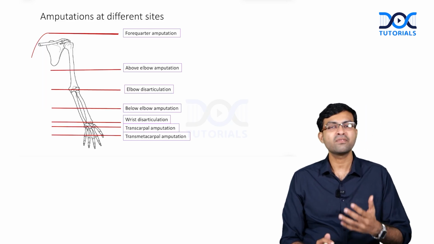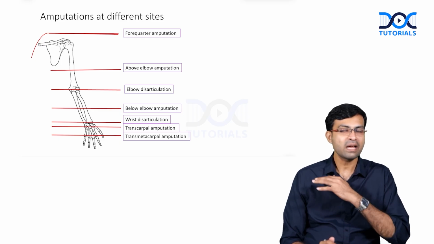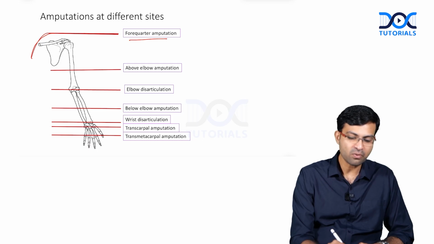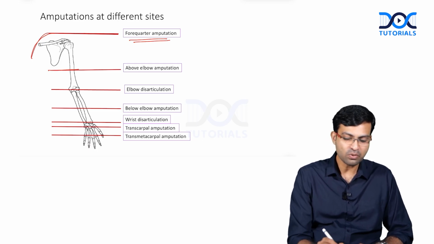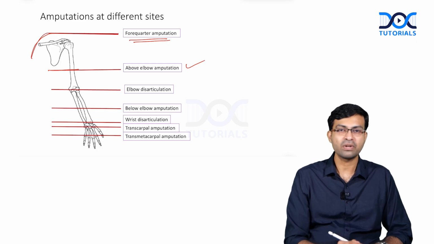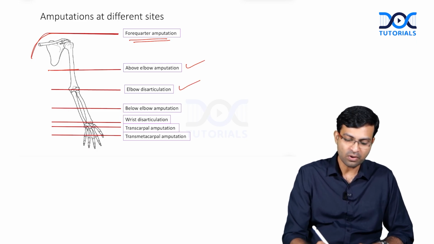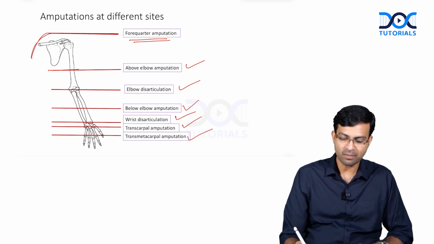There are different kinds of amputations based on the site of amputation. So if you are amputating the entire shoulder girdle like this, you call it forequarter amputation. Amputation through the humerus is above elbow amputation. Amputation through the elbow is elbow disarticulation. Through the forearm is below elbow amputation. Then you can have wrist disarticulation. Through the carpal bones, we call it transcarpal amputation. Through the metacarpals, it is transmetacarpal amputation.